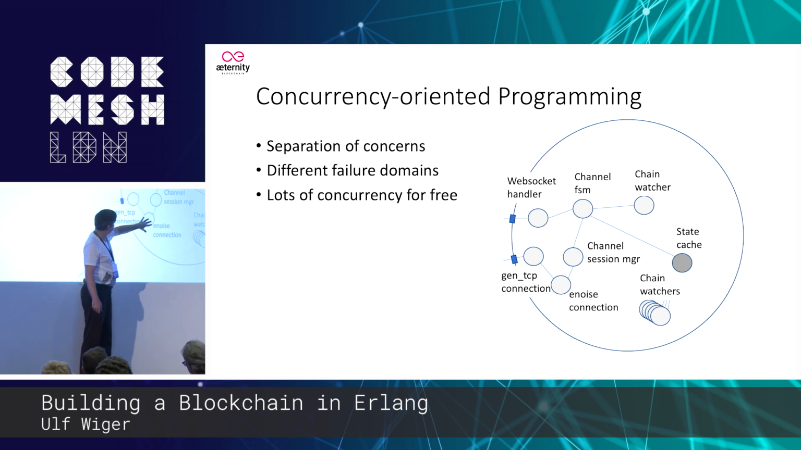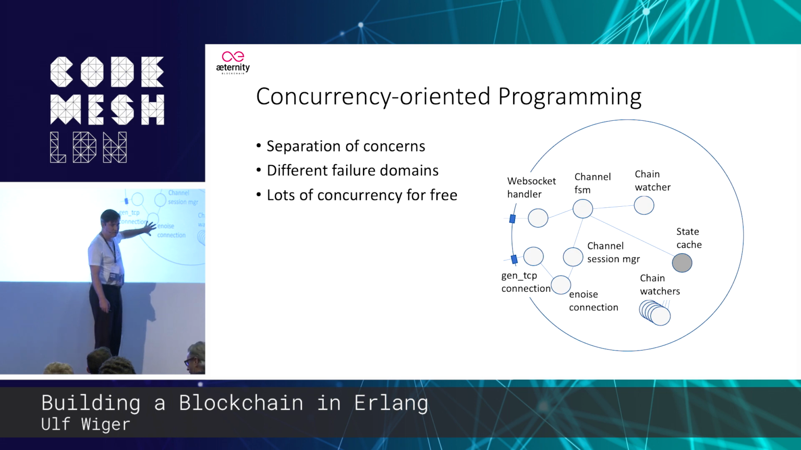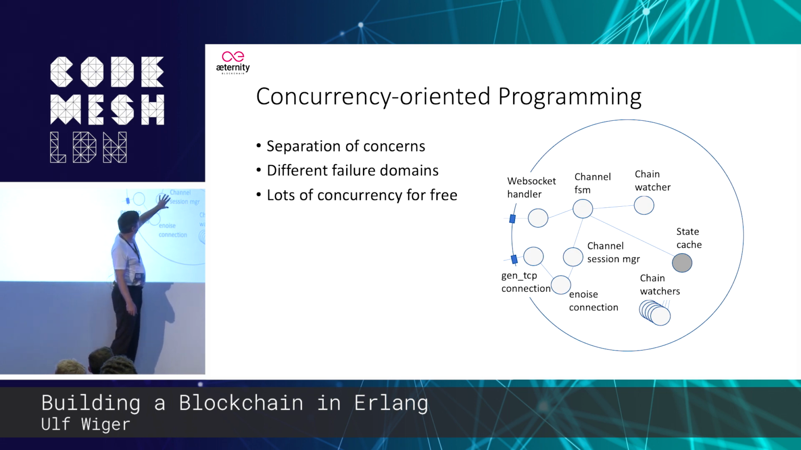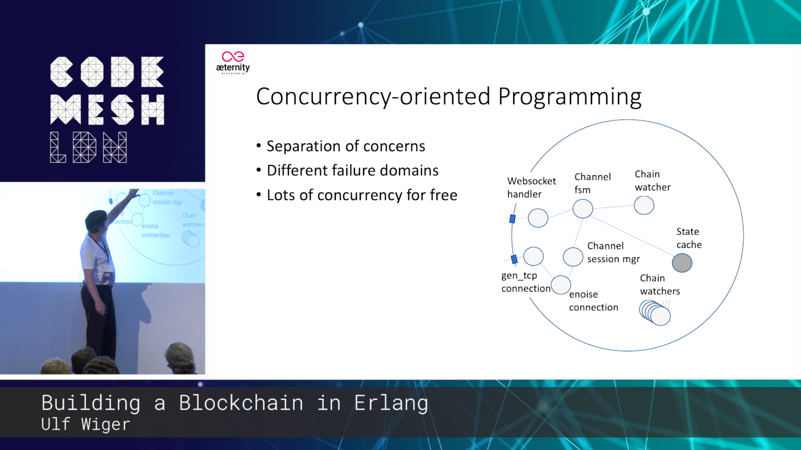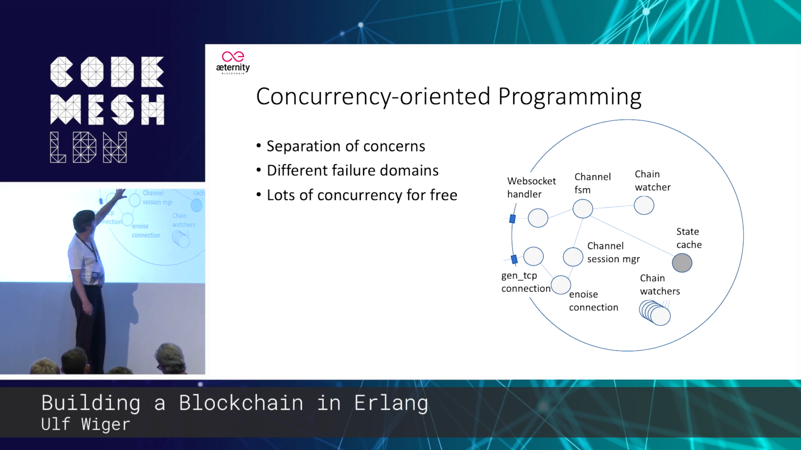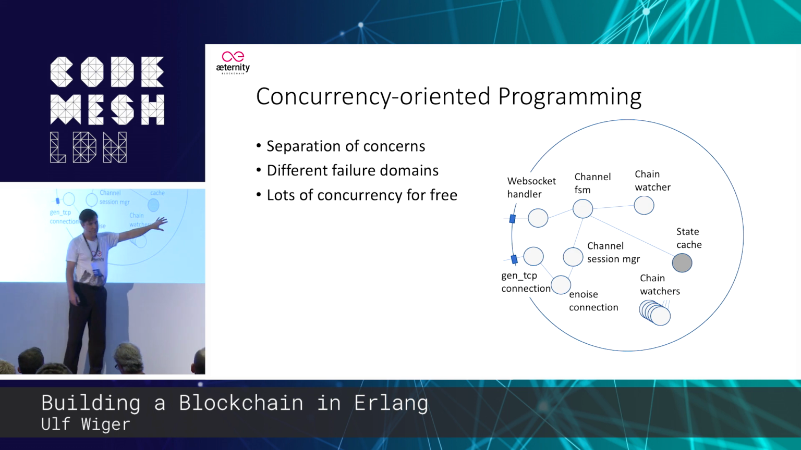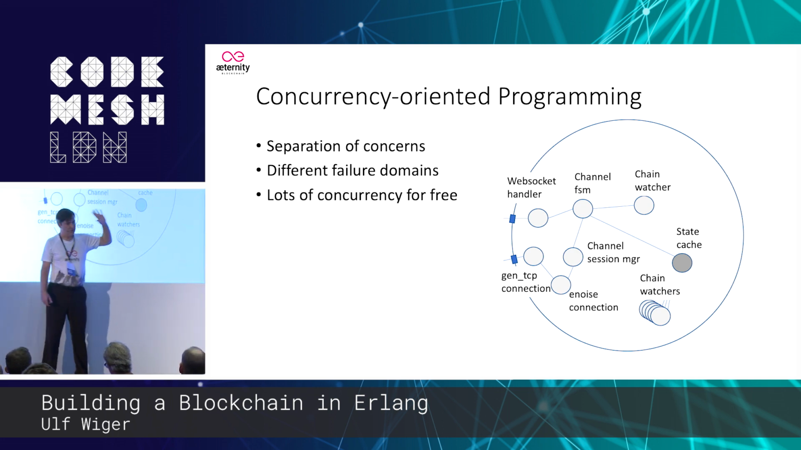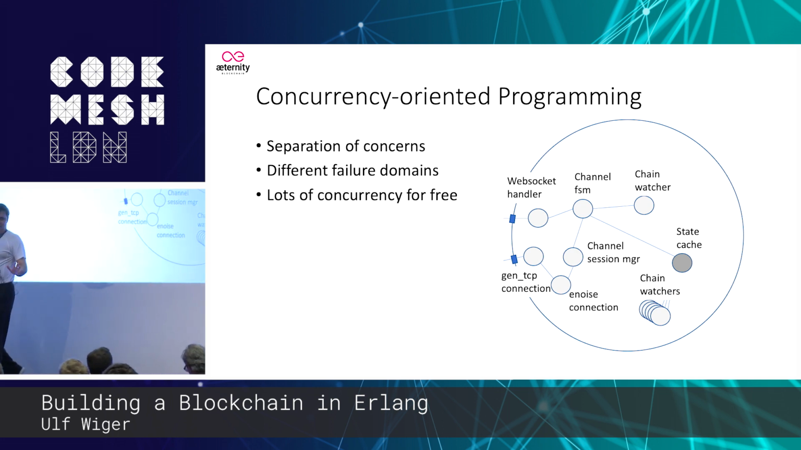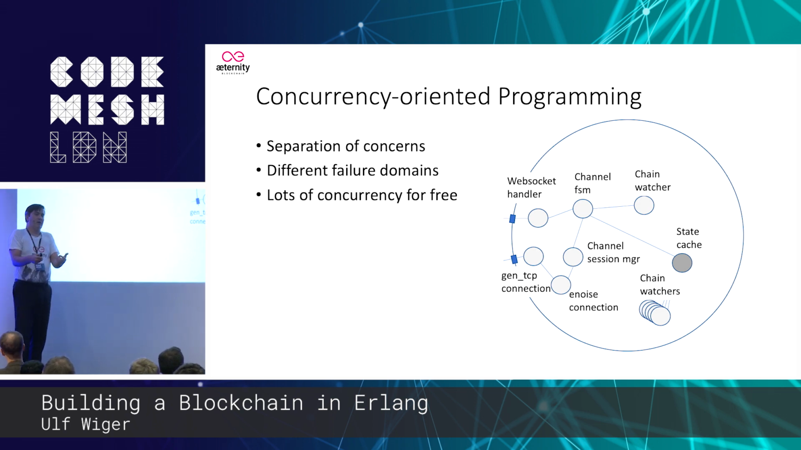And then you have the noise connection process that talks to a gen TCP process. So this is where the TCP communication is terminated. This is where the encryption and the noise state machine is. And this one does the encode decode for the channel FSM, and that does the channel state machine. And then we also have a state cache, so that if you would happen to disconnect, the node actually keeps your entire state so that you can then reconnect and be back at the exact same place where you left off.